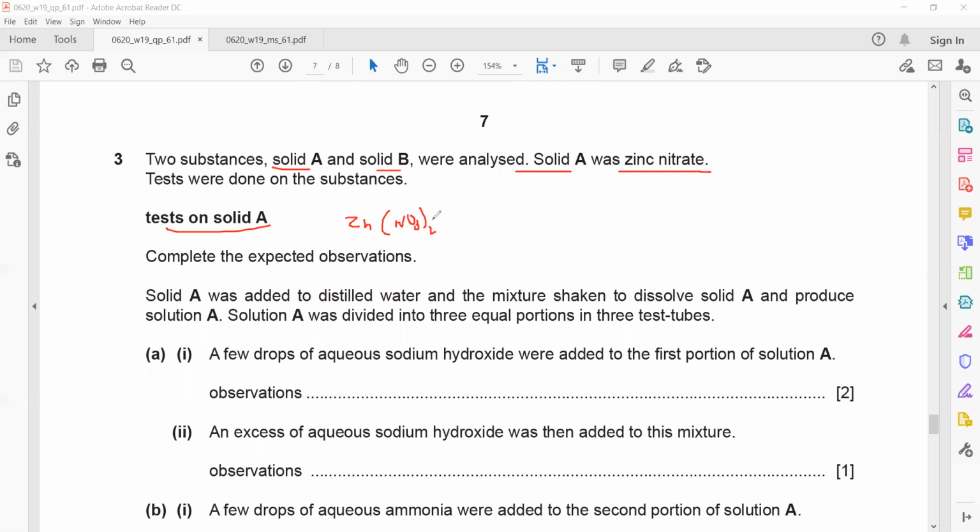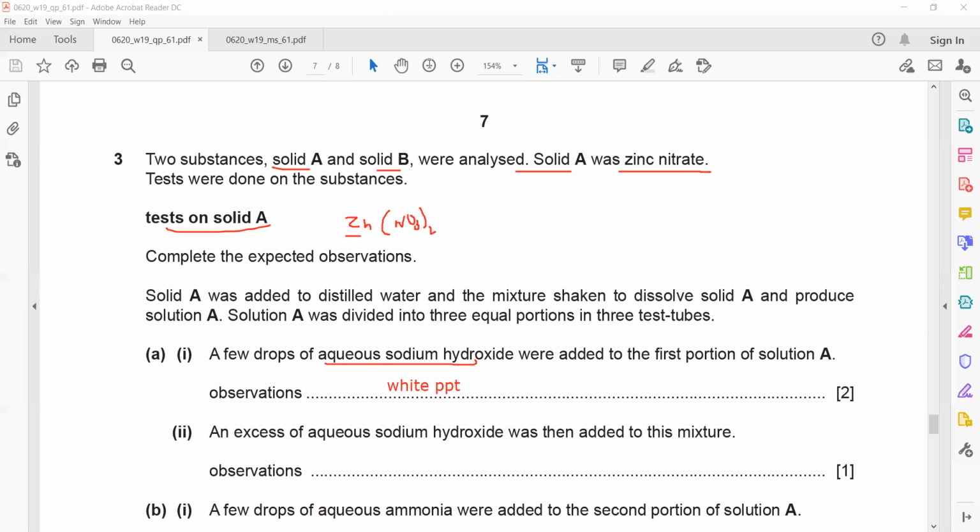Complete the expected observation. The solid A was added to distilled water. The mixture was shaken to dissolve. Produce a solution. The solution was divided into three equal test tubes. A few drops of sodium hydroxide were added. If I add sodium hydroxide and I have a zinc salt, I have zinc, what will be the observation? It will be white precipitate, white PPT. You can write full precipitate or you can write PPT, both are acceptable.